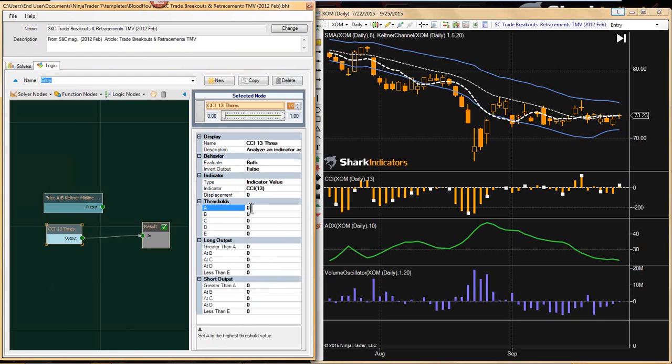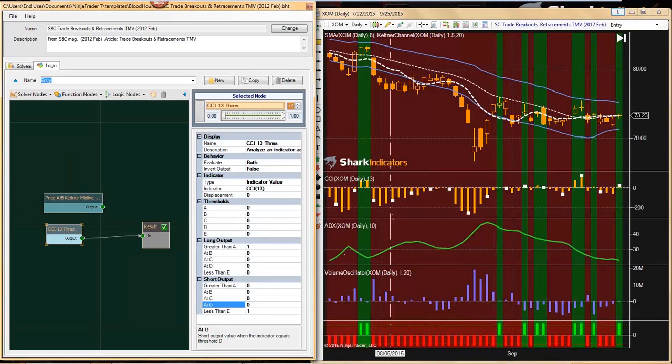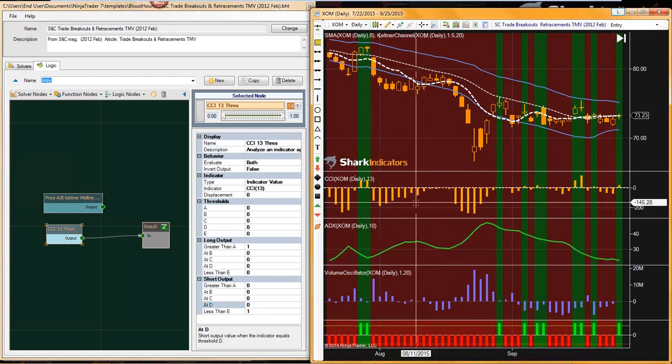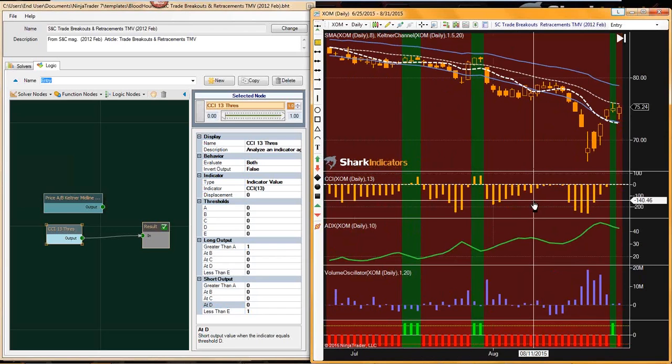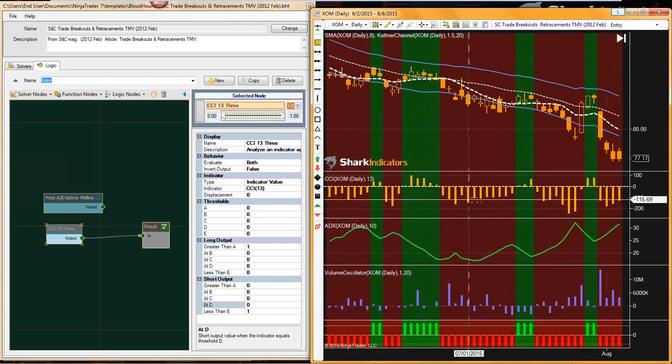All right, so we're using the 0 line, so we don't need to change anything; we'll leave all the thresholds at 0 for the 0 line. And then we just have to set our output here. So we want a long output when the CCI is greater than 0, or if the CCI is less than 0, we want a short output. Like so. All right, so there we go. CCI above or below the 0 line, getting a long or a short output.